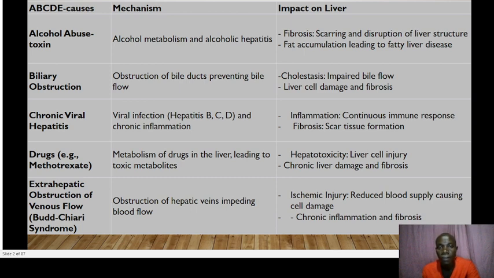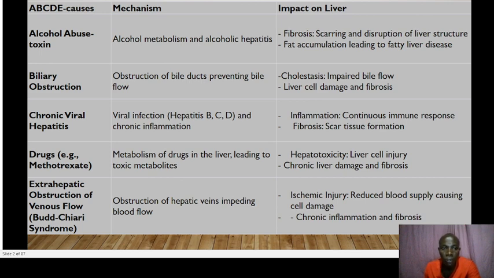Also, we have fatty accumulation leading to fatty liver disease. B, we have biliary obstruction, and biliary obstruction leads to obstruction of the bile ducts, preventing bile flow. This normally results in cholestasis, and this cholestasis is impaired bile flow. So the liver cells normally get damaged and fibrosis sets in.